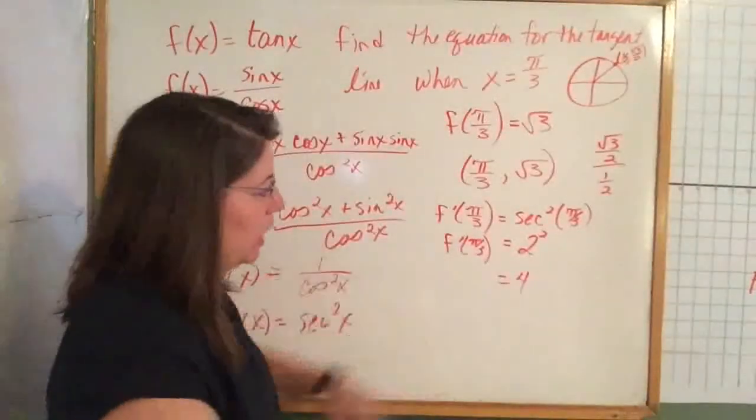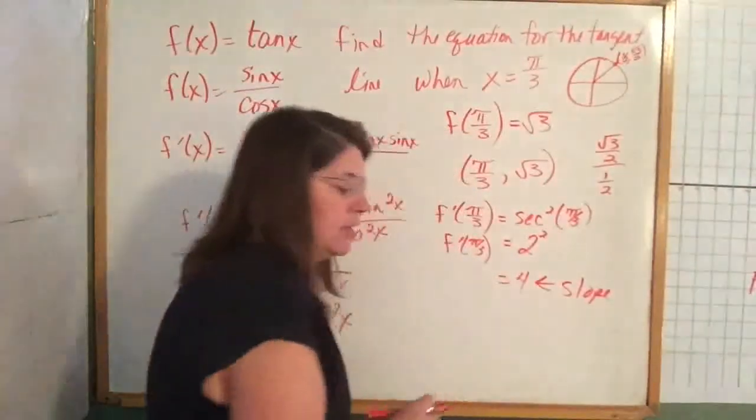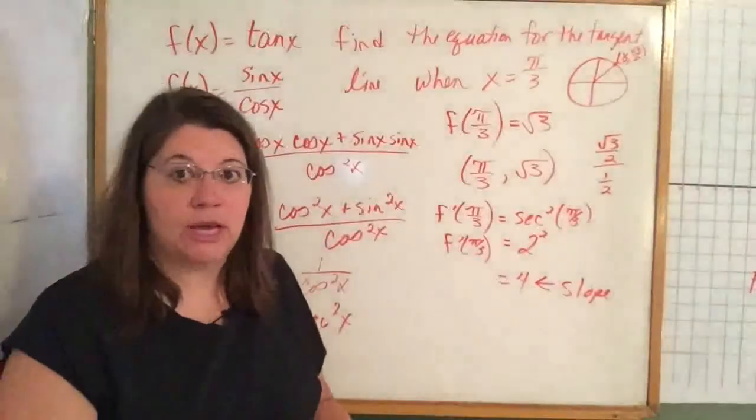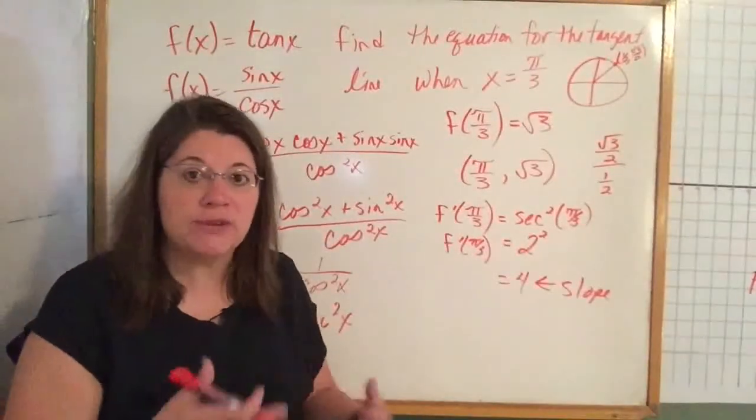So that means my slope, that's the slope of the tangent line. Remember, slope is the same thing as the derivative. Okay, the slope of the tangent line is the derivative. It's a rate of change. There are a bunch of different ways to say it.